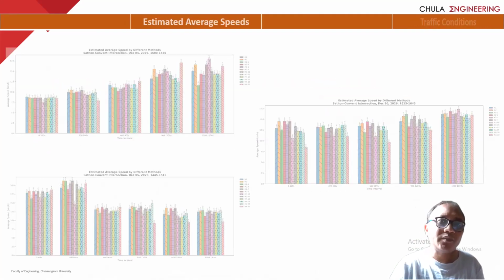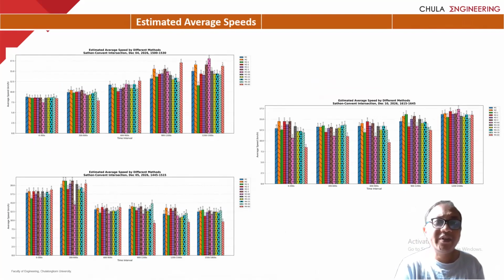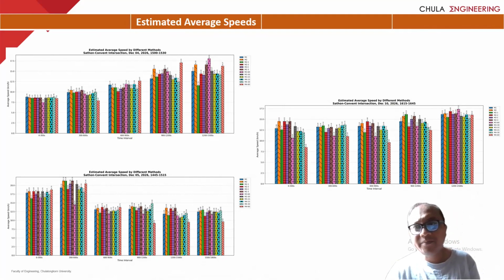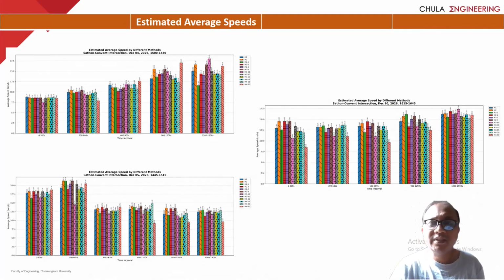We can see here the estimated average speed by 12 categories, variants of a total of 4 categories of average speed estimation. We can see the estimated average speed for the 3 different study times presented in the bar plot here.